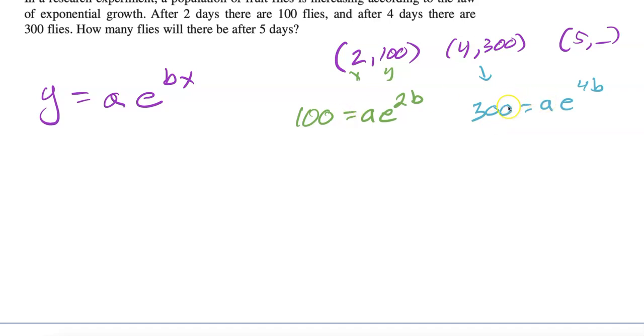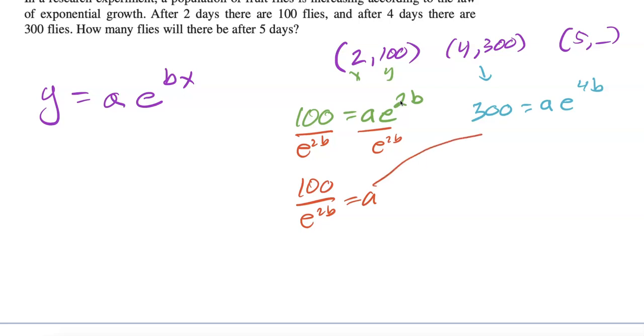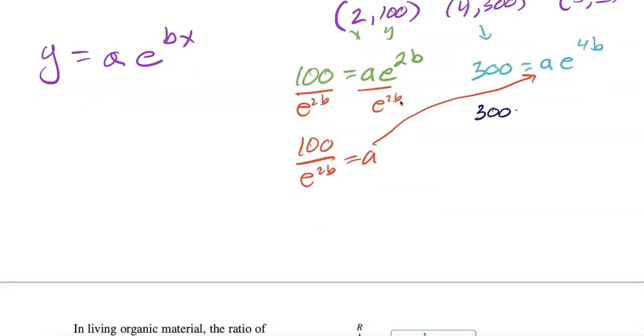So the next step is you want to try to solve for one of the variables, which in this case is a. We're going to try to get a by itself. Now, which one do you pick? You usually want to pick the one with the smaller power. So we're going to pick this one and get a by itself. Let's divide by e to the 2b. We're going to do some substitution. We're going to substitute that in for the a over here, and we get 300 equals 100 over e to the 2b times e to the 4b.